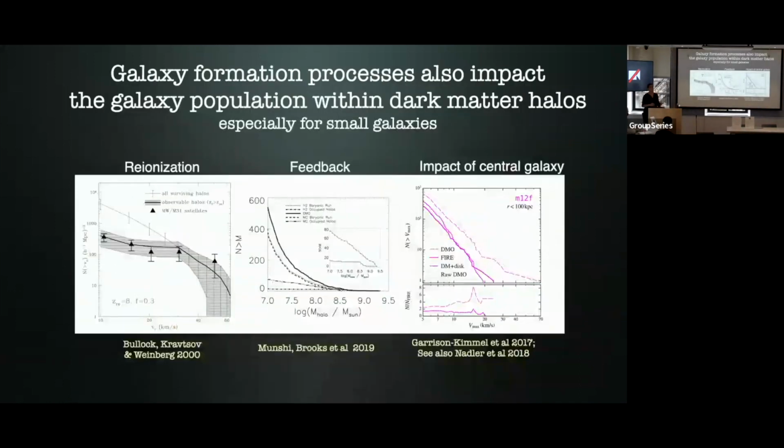Okay, so this is, of course, not quite as simple as you might like, because there are also baryons in the universe that disrupt what you might see in just pure dark matter simulations, and in particular, galaxy formation processes can also impact the galaxy population within dark matter halos. This is just a few examples. Reionization can mean that some galaxies never form in certain halos. Feedback can change the number of objects that you have or their masses. And in a galaxy like the Milky Way, the central galaxy itself can disrupt a lot of the substructures in a way that wouldn't happen without the central galaxy. So it's important to keep all of these processes in mind when we compare galaxies and dark matter halos.